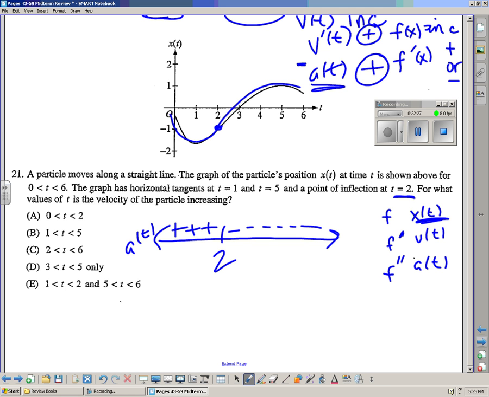Now a of t, we want it to be positive because that's where the velocity is increasing, 0 to 2. A little more conceptually, on the interval 0 to 2, velocity are the slopes along the graph of position. On 0 to 2, those slopes are increasing. Those slopes are going from being more negative to positive. And that's exactly why you're accelerating in the positive direction, because in order for my velocity to become more positive, someone has to be pushing me in that positive direction.